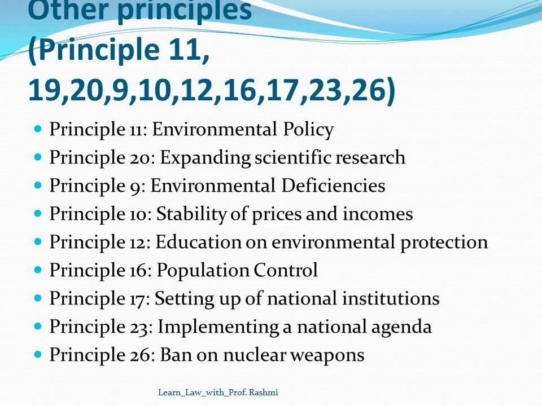Principle 17 is talking about setting up different national institutions to see whether the environmental protection policies are followed or not. Principle 23 is again talking about implementing a national agenda, which simply means that whatever is discussed in the Stockholm Conference has to be implemented at the national level. And principle 26 is talking about a very important topic, that is the ban on nuclear weapons. So these are the other important miscellaneous principles.